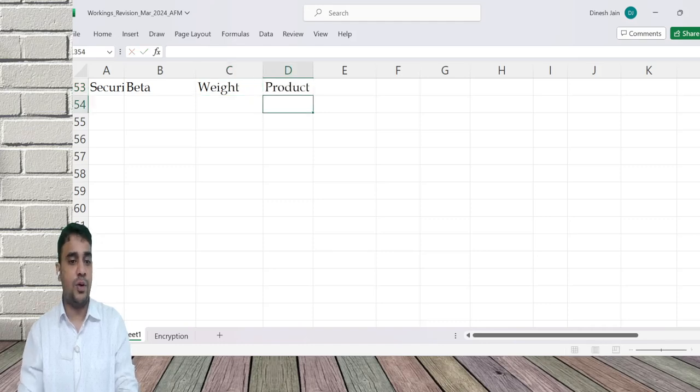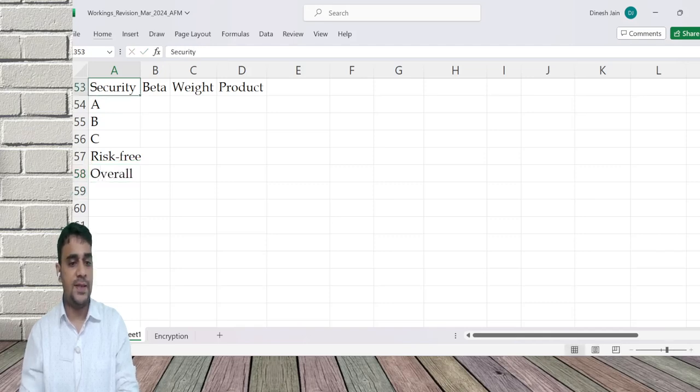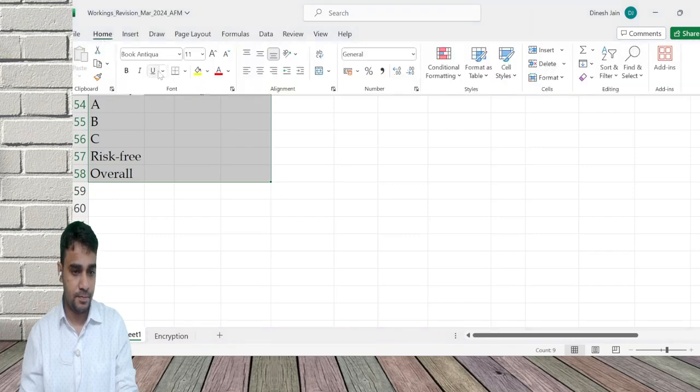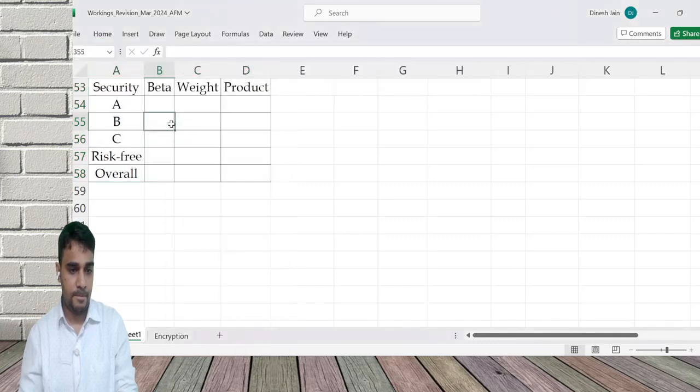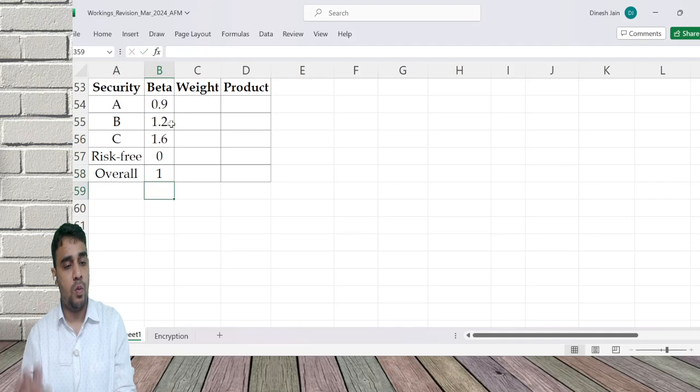What are the securities we want to invest in? Right, ABC, risk free and overall. What's the beta of A? 0.9. B? C? Risk free is 0. Overall? 1. How much you want to invest?